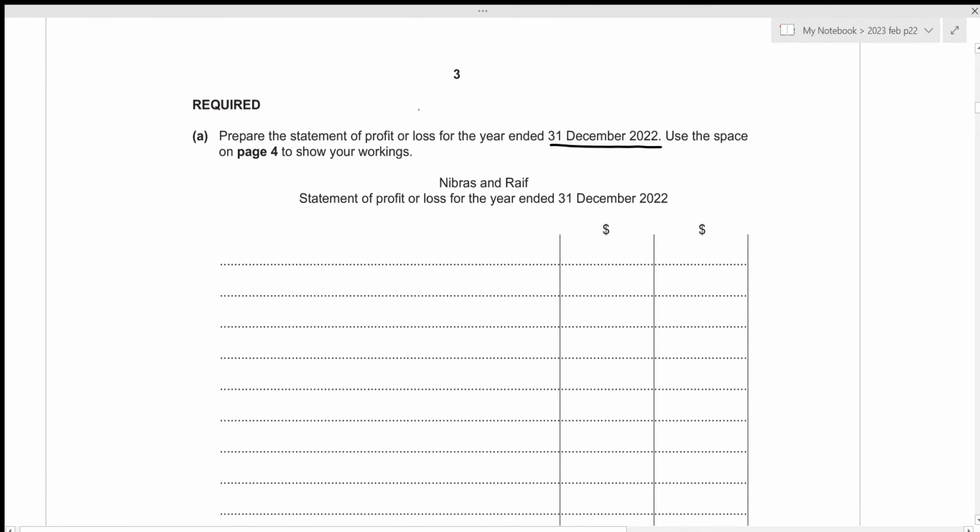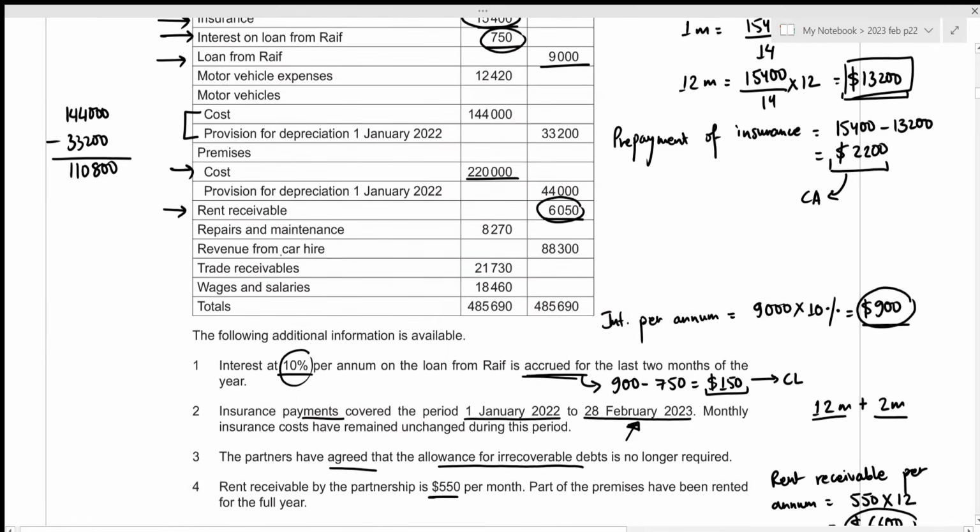Now we need to prepare our statement of profit or loss. The statement of profit or loss is the new term for our income statement. And the format still remains the same, which means that we will start with our revenue. There were no adjustments to be made to our revenue, which means that we can just write down this value. This is the revenue from car hire, which was 88,300.